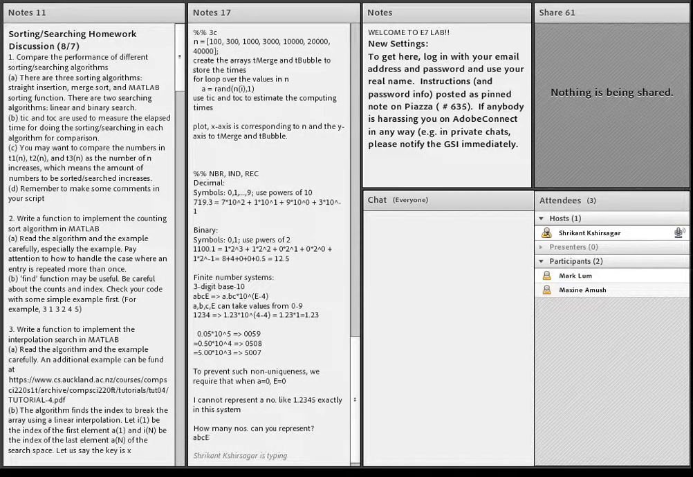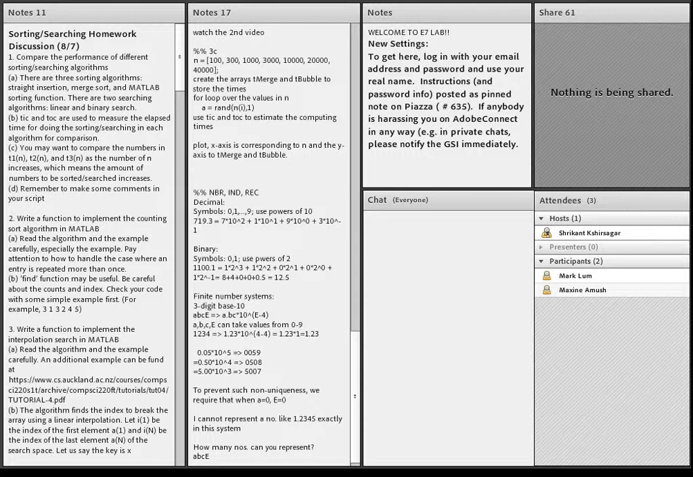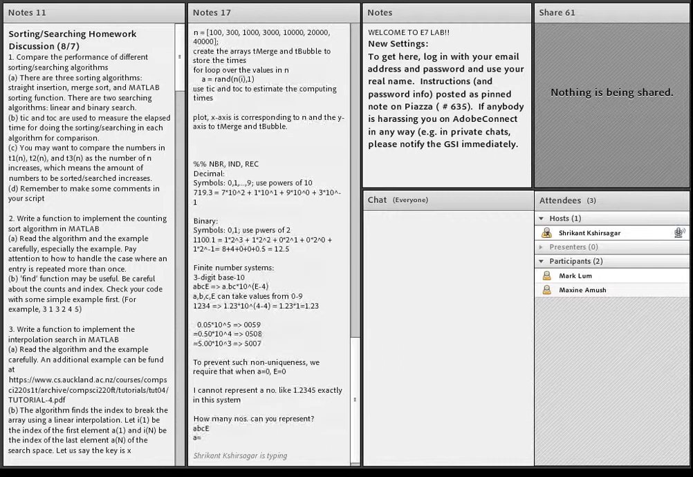So we have A, B, C, and E. Now we said that each of these A, B, C, and E can take any value from 0 to 9, with the exception that when A is 0, E must be 0. So let's consider two cases. When A is 0, B can take any value from 0 to 9, C can take any value from 0 to 9, and E can only take the value 0.